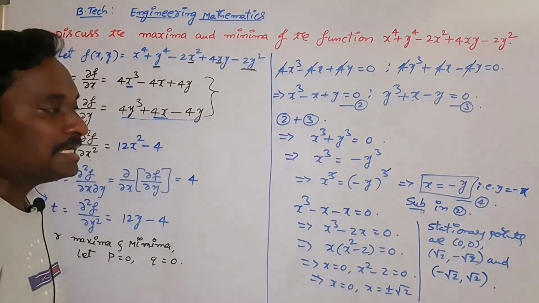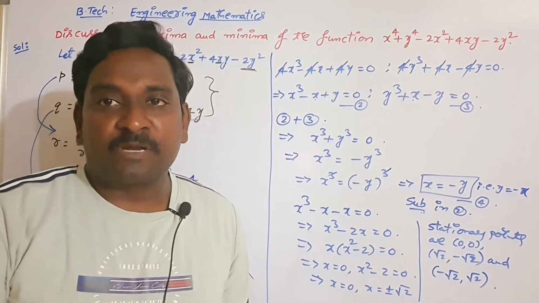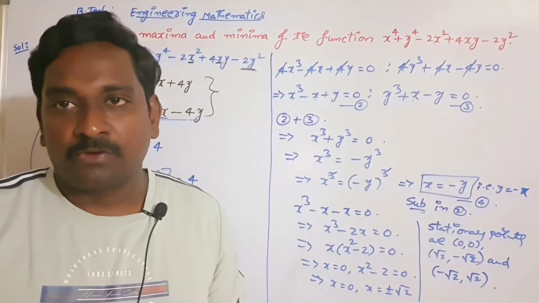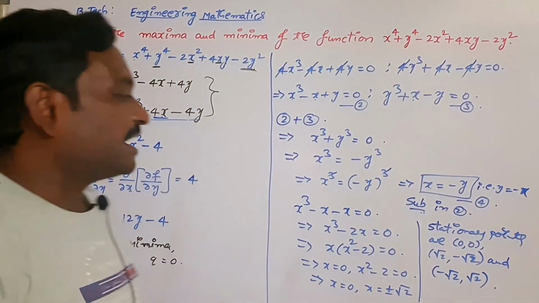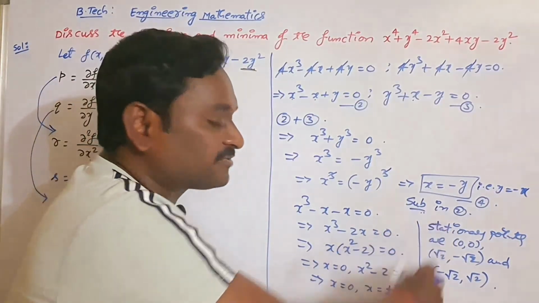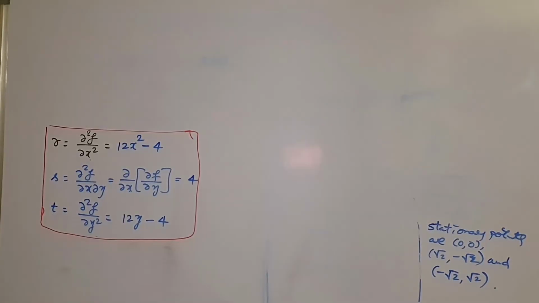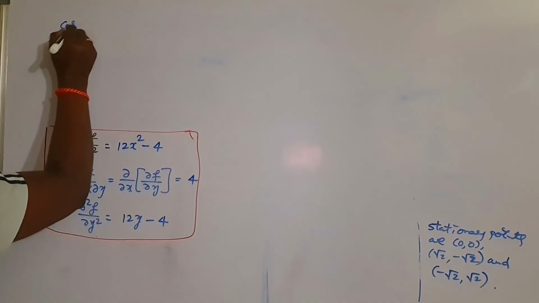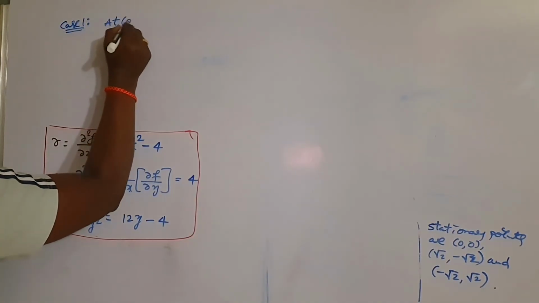So in these 3 stationary points, we have to discuss the maximum and minimum of the given function. Our aim is to find out the r, s, t values at all 3 stationary points. So we can do it case wise. Now see case 1. The first case, stationary point is 0, 0.